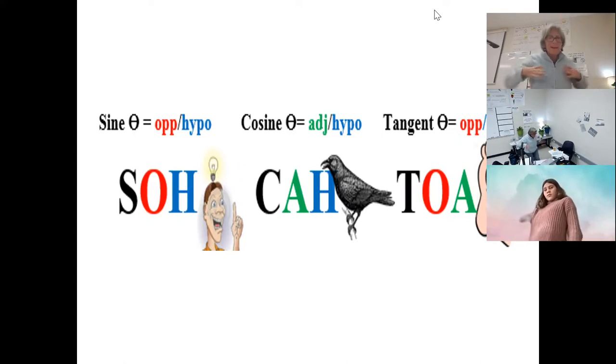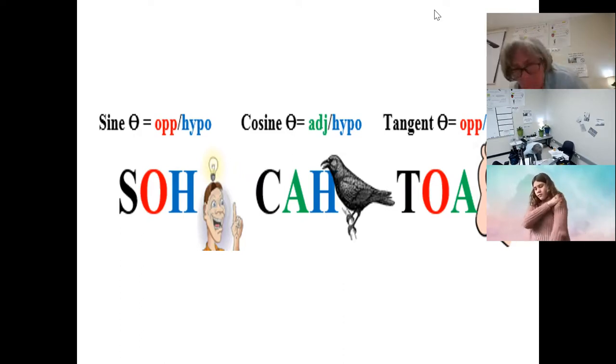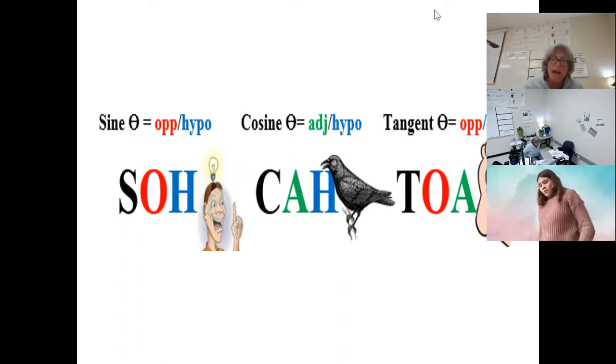So, CAH TOA. That's your acronym for what we're doing called sine, cosine, tangent.